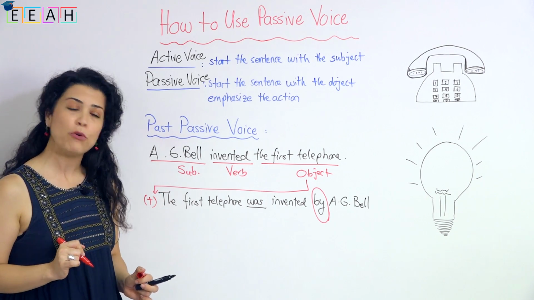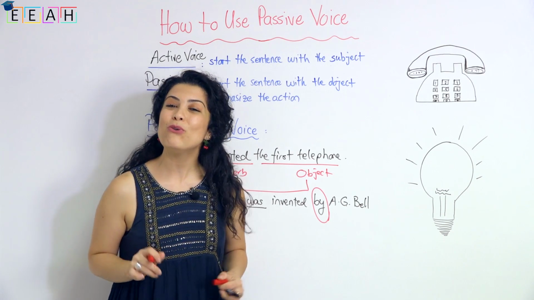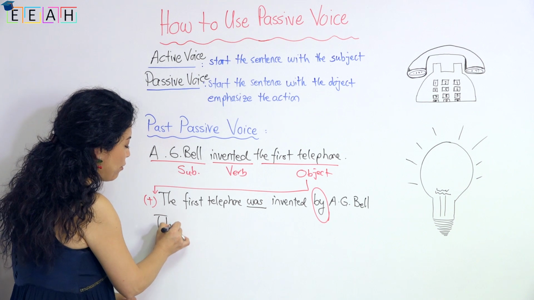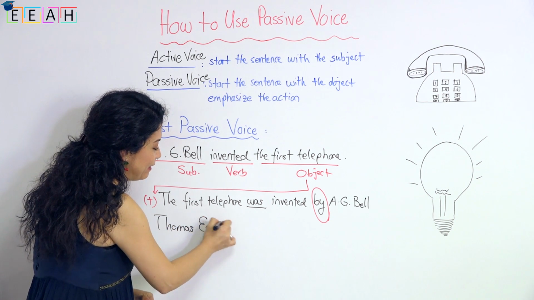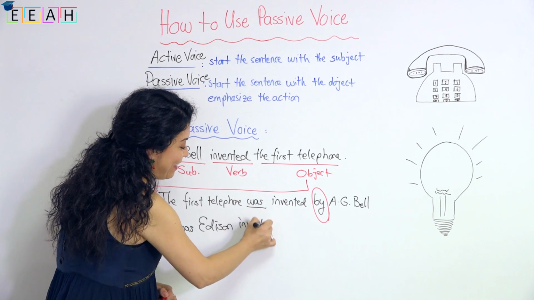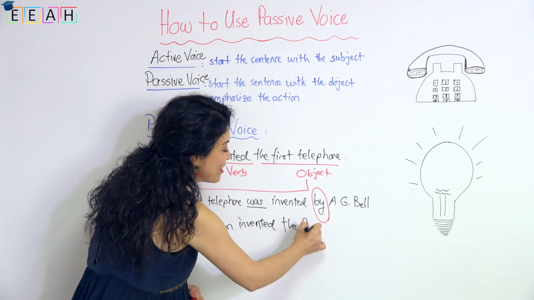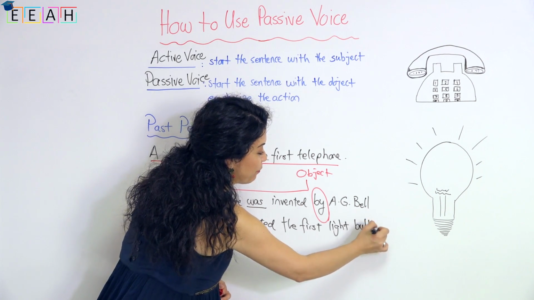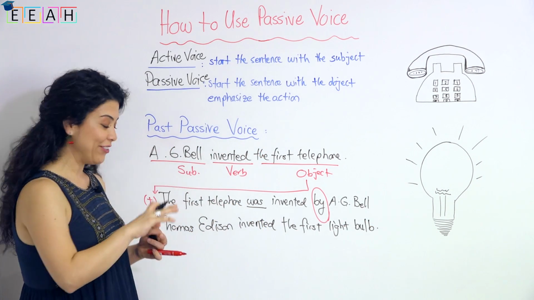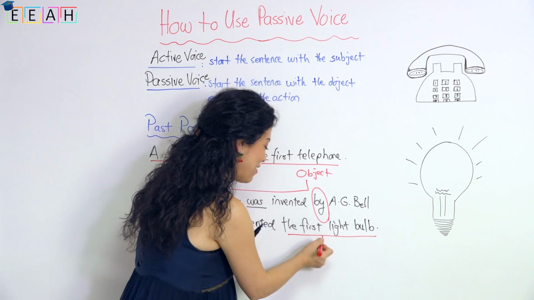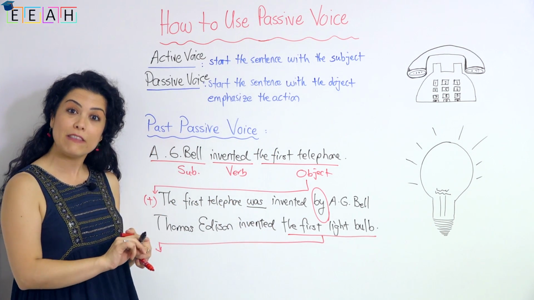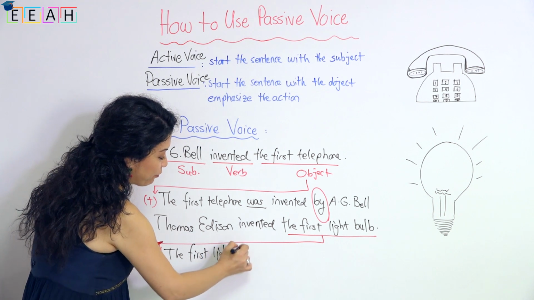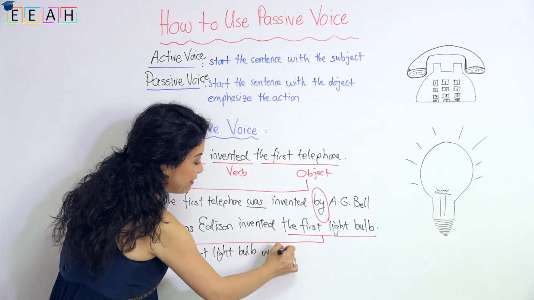Let's write one more example. Look, the light bulb. Who invented the light bulb? The first light bulb? Thomas Edison, okay? So Thomas Edison invented, yes, the first light bulb. Cool. Now I want to emphasize the action over the actor, right? So I start my sentence with the object. I say the first light bulb was invented.